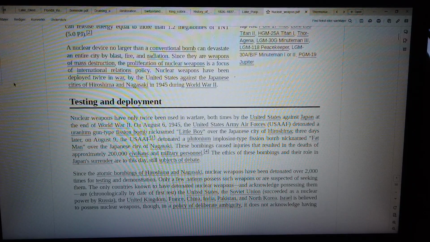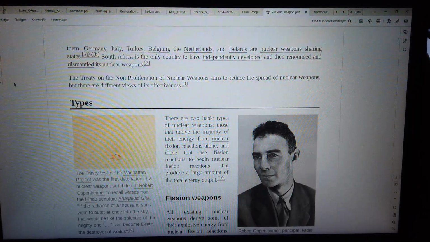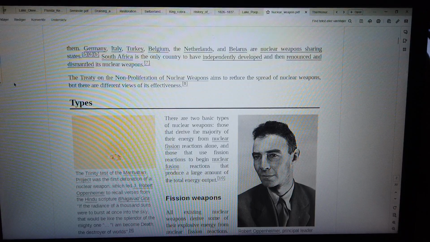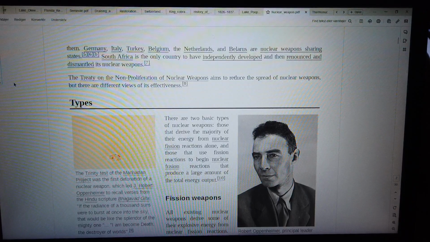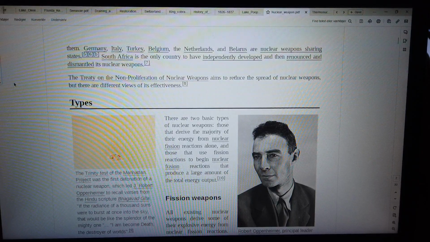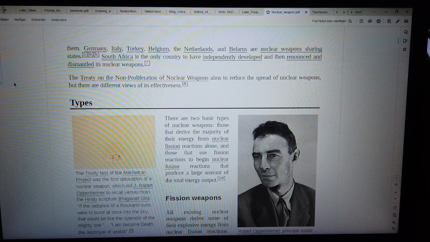Israel is believed to possess nuclear weapons, though, in a policy of deliberate ambiguity, it does not acknowledge having them. Germany, Italy, Turkey, Belgium, the Netherlands, and Belarus are nuclear weapons sharing states. South Africa is the only country to have independently developed and then renounced and dismantled its nuclear weapons. The Treaty on the Non-Proliferation of Nuclear Weapons aims to reduce the spread of nuclear weapons, but there are different views of its effectiveness.